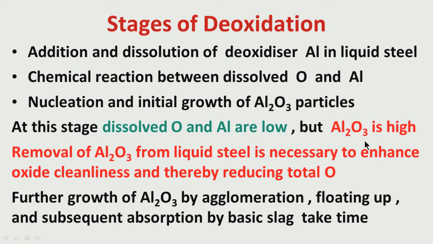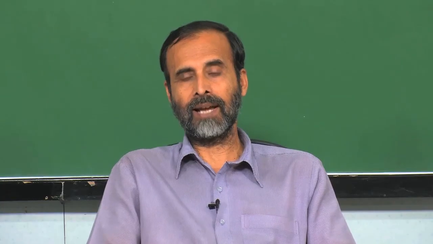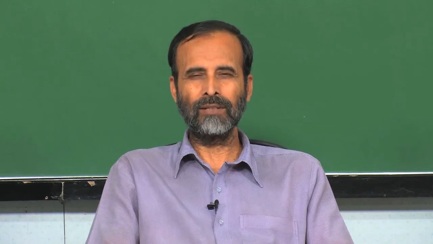This has to be removed. So, removal of alumina from liquid steel is necessary to enhance oxide cleanliness and thereby reduce total oxygen. What is total oxygen? I have told you total oxygen is a combination of dissolved oxygen and oxygen present as oxide inclusion. So, by the process of deoxidation, we have reduced dissolved oxygen, but the deoxidation product, alumina, has aluminum as combined oxygen. So, the total oxygen is still high. This alumina now has to be removed from liquid steel to the slag. Then only can we enhance the cleanliness, by removing the alumina inclusion, and in the process reduce total oxygen.